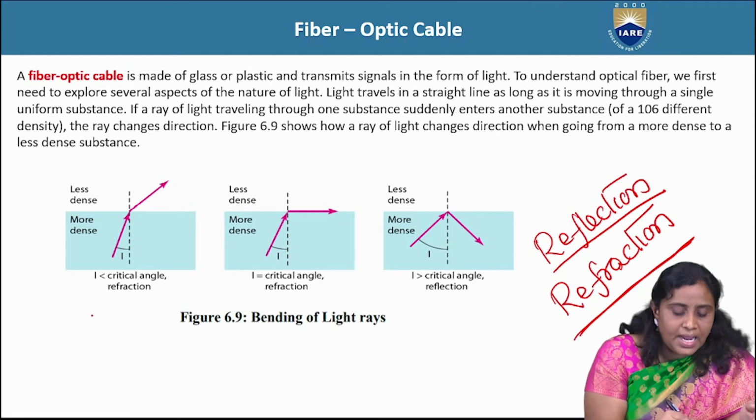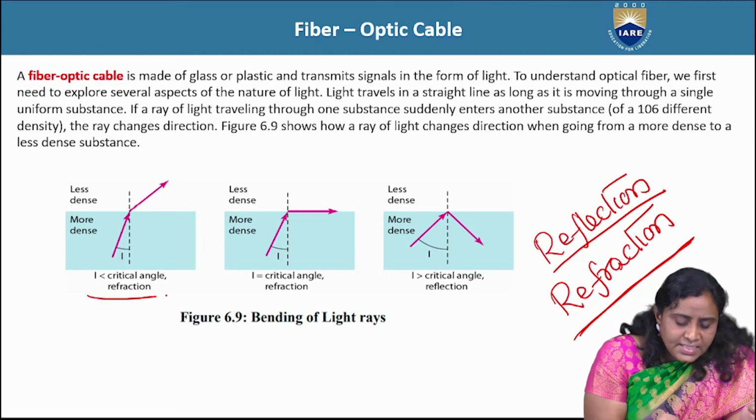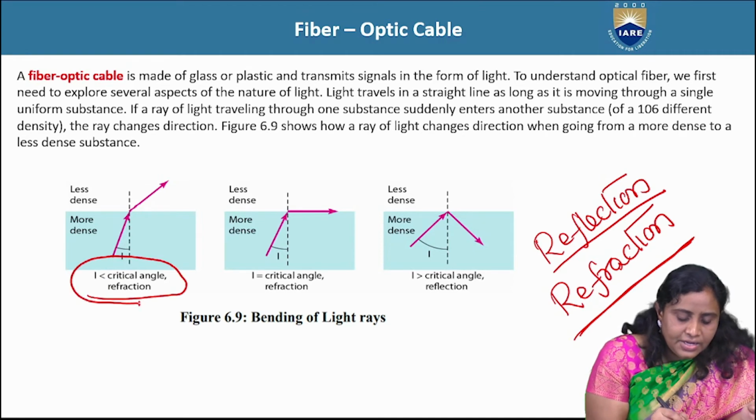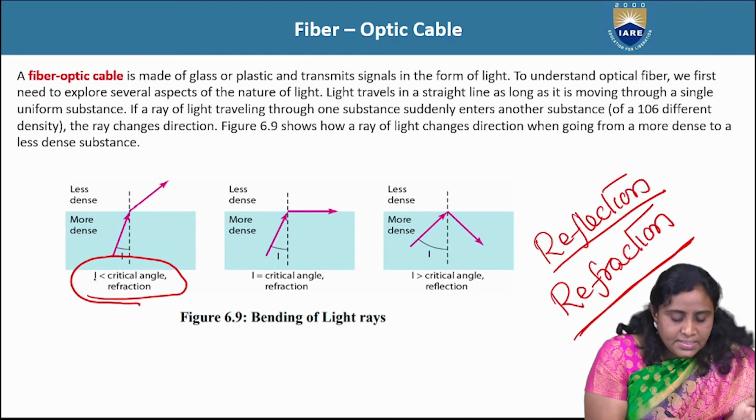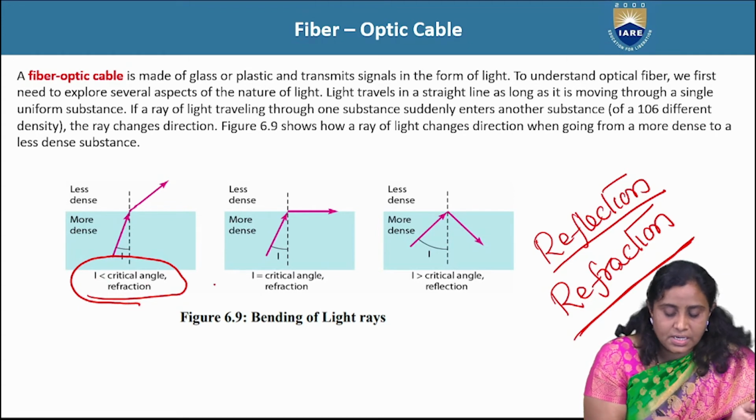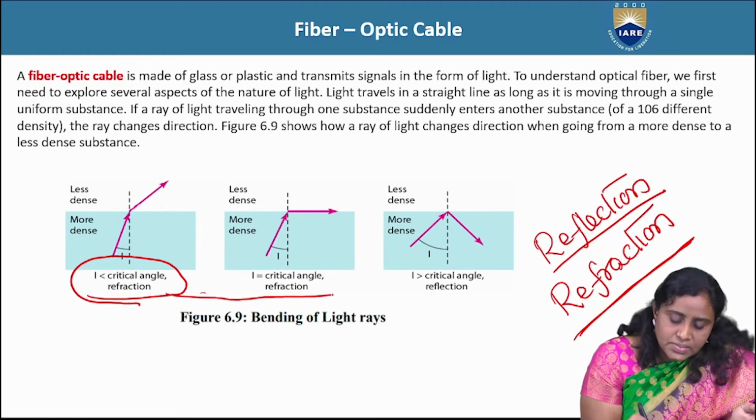The first one, if you can identify it, is having an angle less than the critical angle of refraction, going from less dense to more dense. That means light starts traveling from one starting position. Initially, if you assume the angle is less than the critical angle of refraction, it will pass through in a straight line.